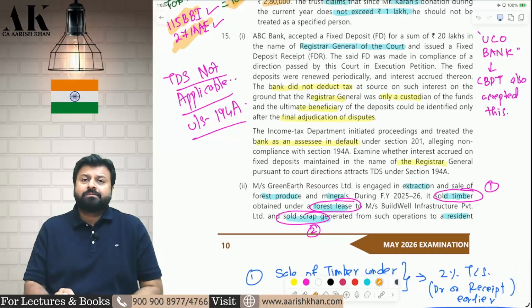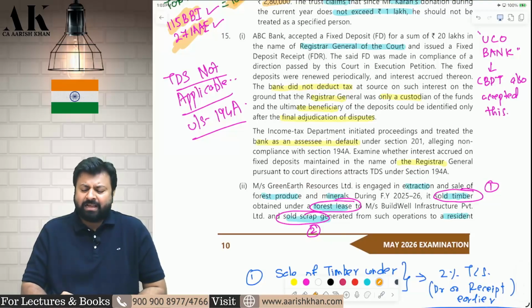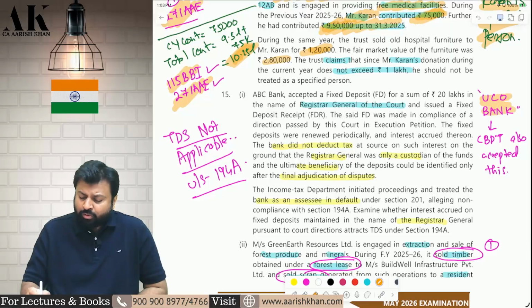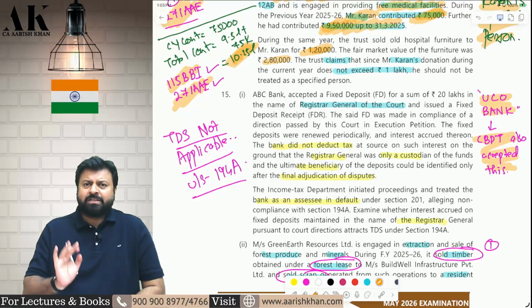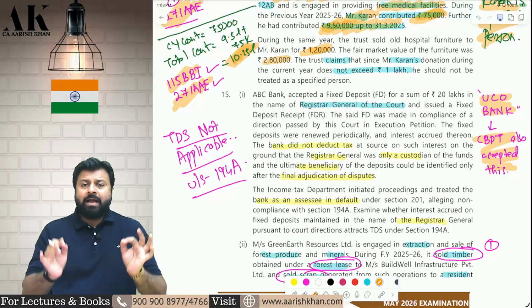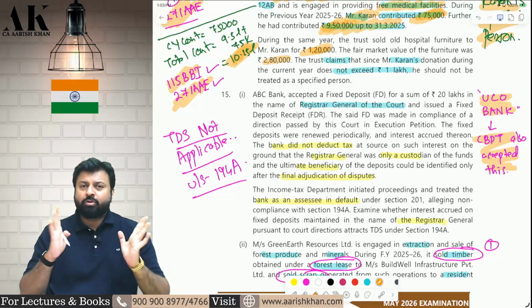Next question. Very good question. We have done that in class. It's a Delhi High Court judgment of UCO Bank. CBDT has also accepted this view of the Delhi High Court. So it's a well established principle now. Suppose I have gone to court and there is some case going on against me.